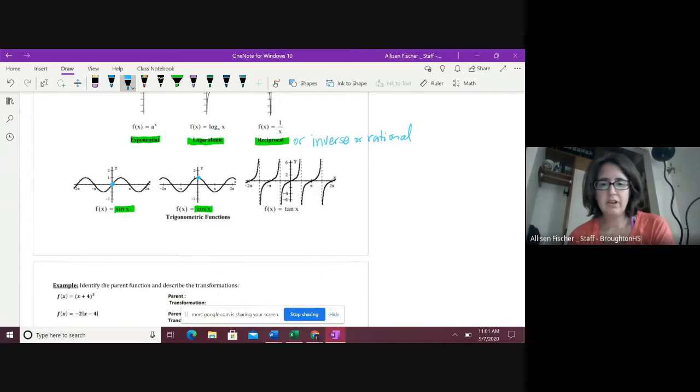The third trig function, the tangent function, you have not really been exposed to before. So that gives you a look at how crazy tangent looks. And we're going to talk more about that this year. Any questions on these 14 functions?